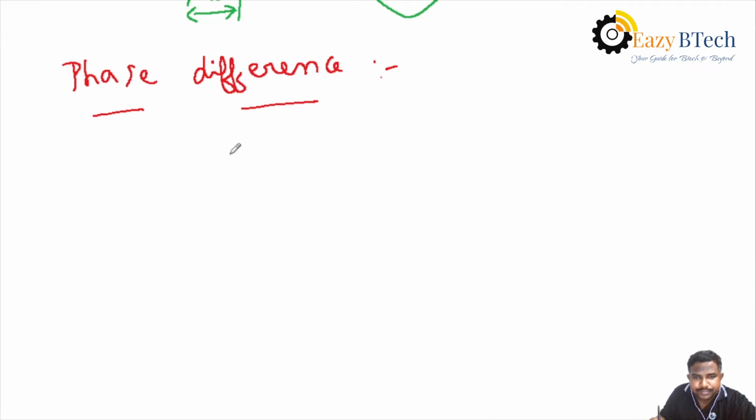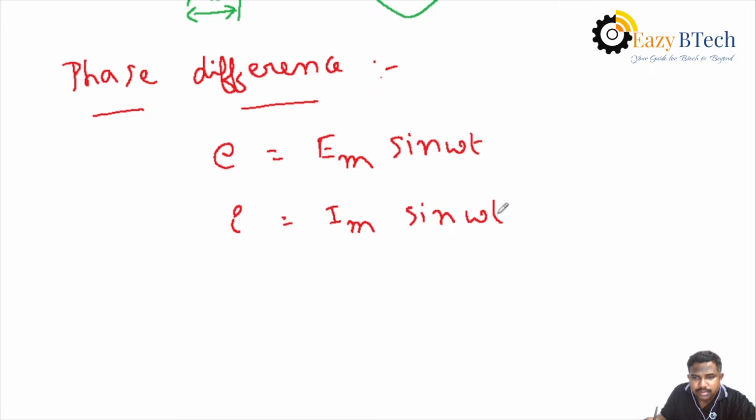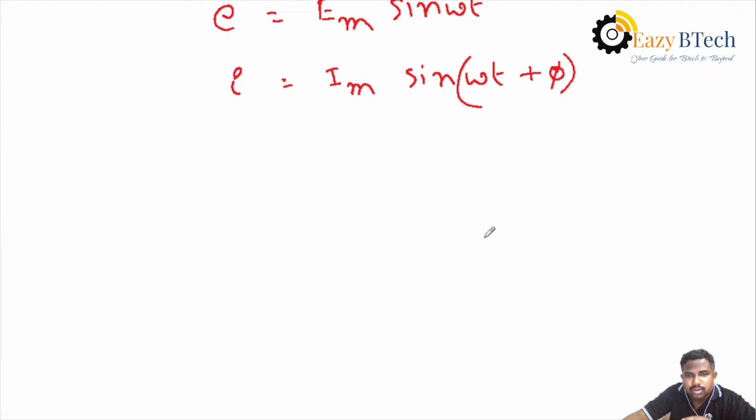Suppose we consider two waveforms: the voltage waveform E equal to Em sin omega t, and the current equation, for example, I equal to Im sin omega t plus 5 or minus 5, anything you can consider. Here we know the phase angle of the voltage equation is 0, and the phase angle of the current equation is 5. Then what is the difference between the phase angles of the voltage and current waveforms? That is 0 and 5, that is 5 minus 0, 5.